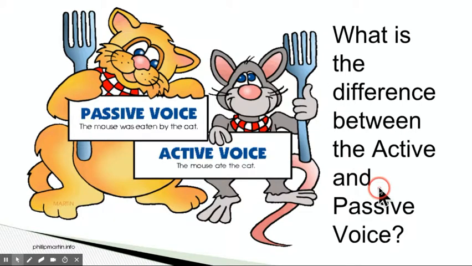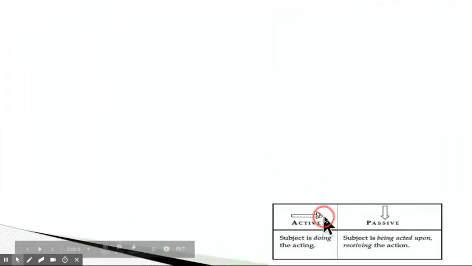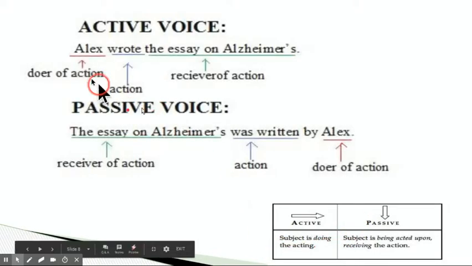What is the difference between active and passive? Active voice is what we've covered in Latin so far. The subject does the verb. Passive voice, the subject is done to by the verb. The subject receives the action. So, was eaten. It's that be verb with it. So, active, the subject is doing the action. Passive, the subject is being acted upon or receiving the action.